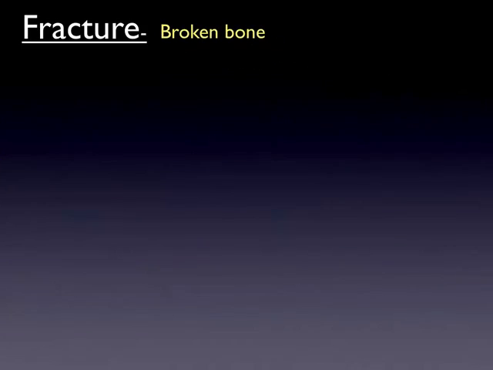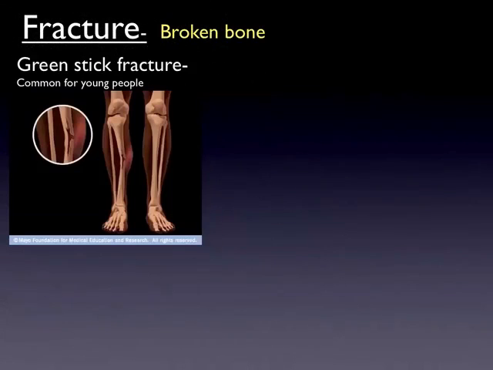All right, let's talk about fractures. Damage to the bones is called a fracture, and there are various types of damage that can happen. We'll talk about a couple of those. So fractures are broken bones. One fracture that is more common in young people is called a greenstick fracture.